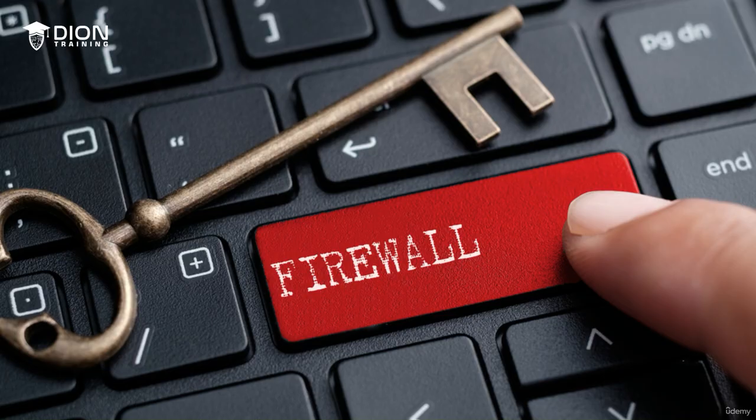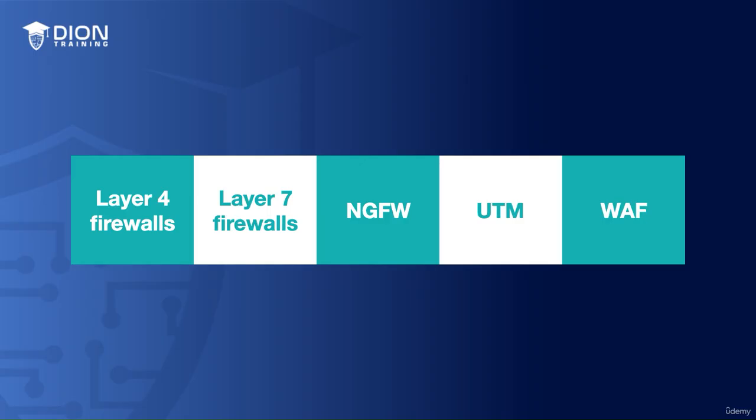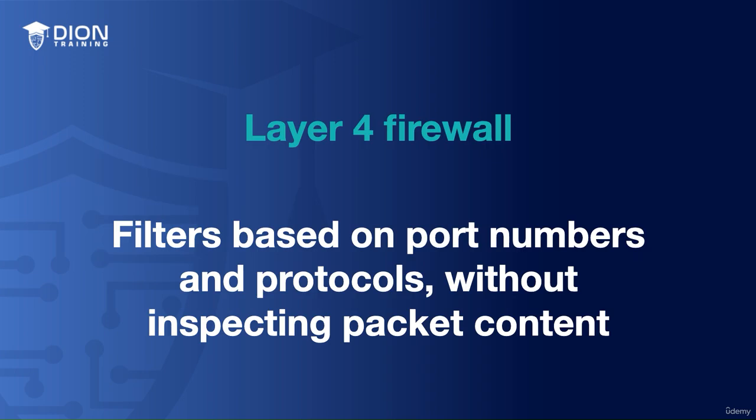So, as you can see, there are lots of different choices when it comes to firewalls when you're designing the network architecture for your organization. You can choose to use Layer 4 firewalls, Layer 7 firewalls, next-generation firewalls, unified threat management systems, and web application firewalls, depending on your specific use case. A Layer 4 firewall is going to operate at the transport layer and make filtering decisions based on the information about port numbers and protocol data without inspecting the content of its individual data packets.